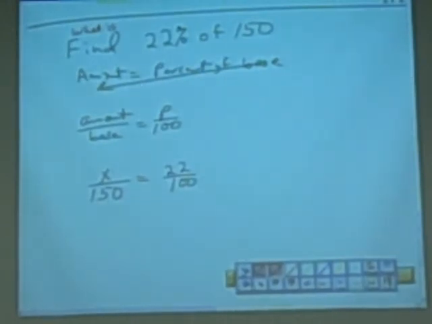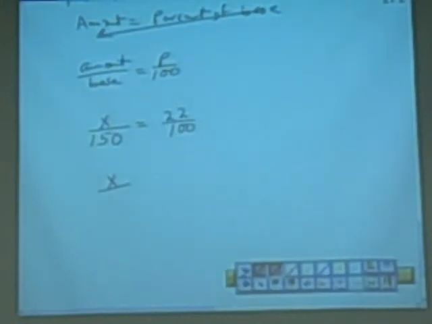So 22 divided by 100 is going to be 0.22 equals X over 150. And now to solve for X, we multiply both sides times 150. The 150s cancel out, and we get X equals 0.22 times 150, which is 33.